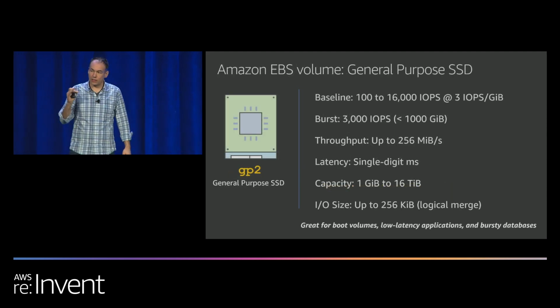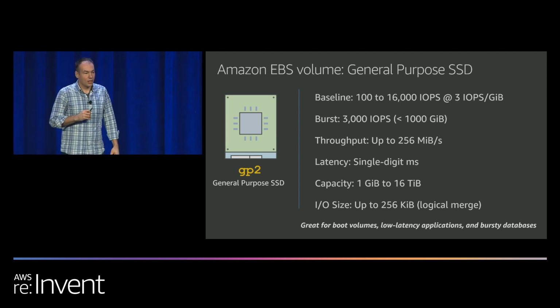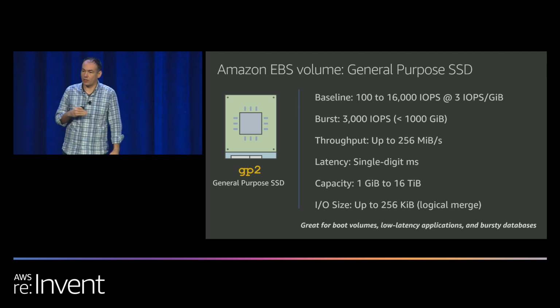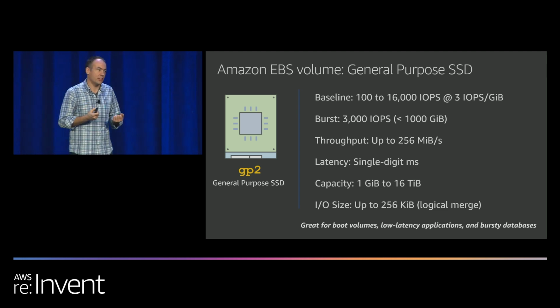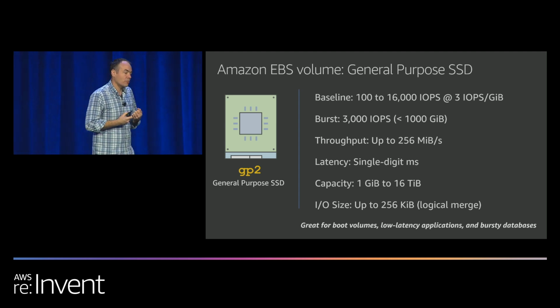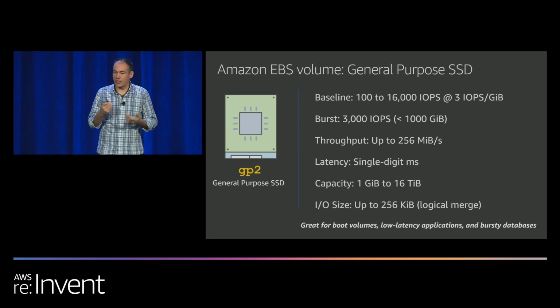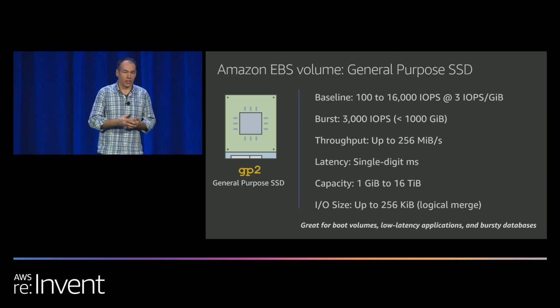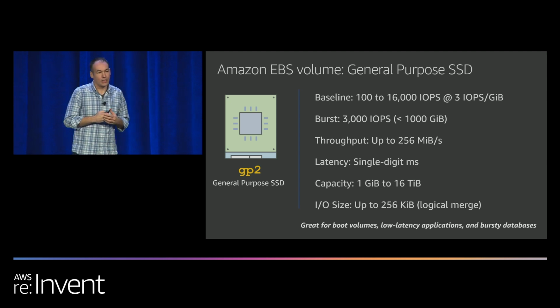So let's dive into the two different SSD products. I'll start with GP2. This is a volume that we spent a lot of time with analyzing data, analyzing customer workloads, analyzing patterns, and developed it to hit the right performance sweet spot for about 70 to 80% of the workloads. And that's why we gave it the general purpose name. So if you don't know and you want to start somewhere, I highly recommend you start with this one.